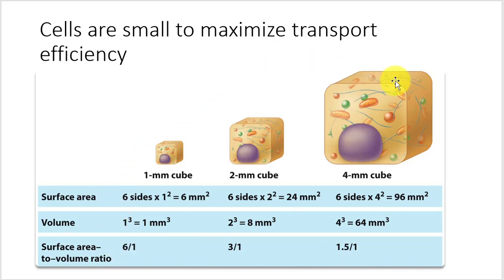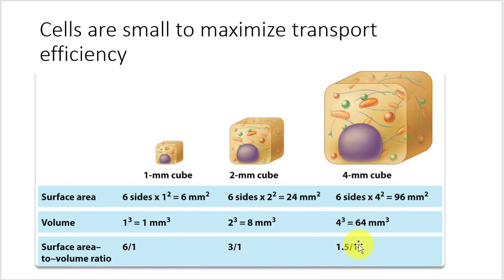As opposed to, let's say we took this really large cell. This cell is 4 millimeters on each side. If it's 4 millimeters on each side and it's a cube, its surface area is 96 millimeters squared, but its internal volume is 64 millimeters cubed. So while yes, it does have a larger surface area compared to our 1 millimeter cube, its internal volume is massive, which gives us a surface area to volume ratio that's much lower.